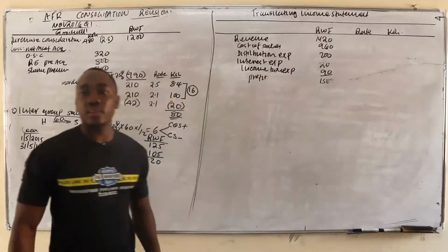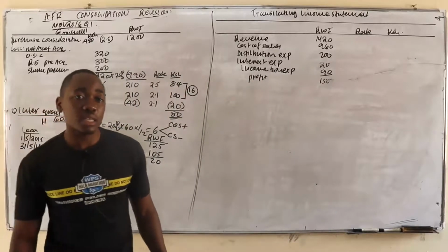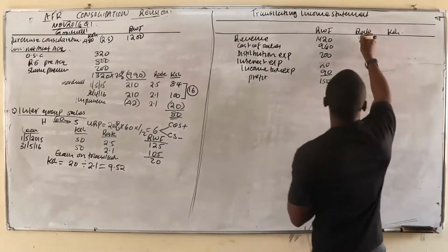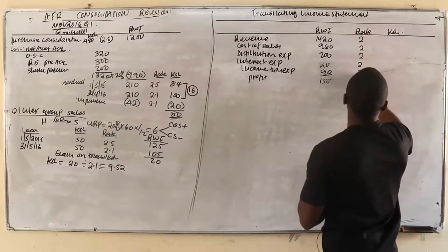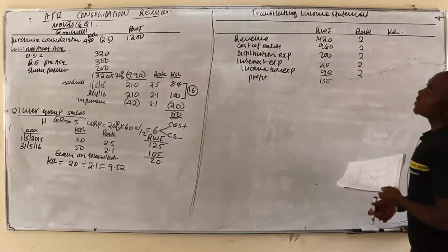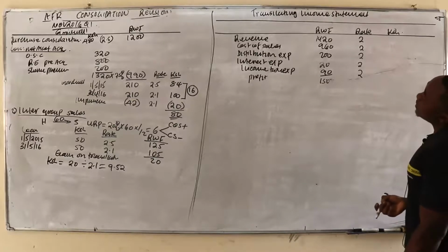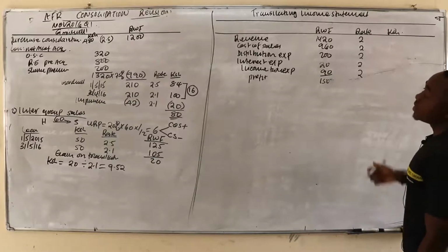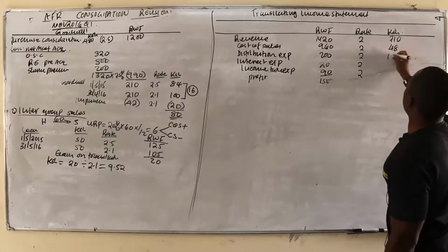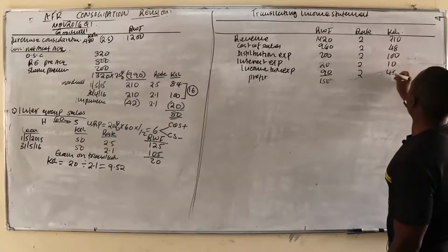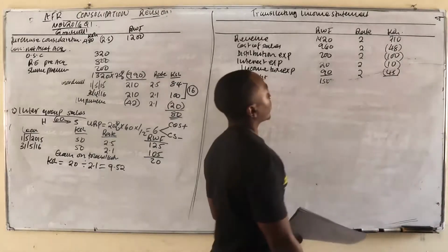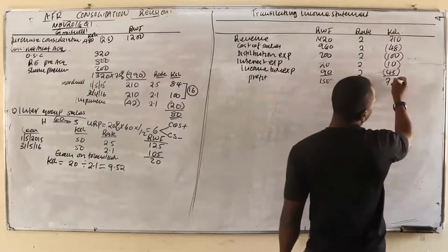How do you translate? We have said that all income statement items are translated using average rate. Let's go to note number 8. The average for the year was rate of 2. We want them in Kenyan shillings. So that means you divide. Yes. You get 710. You get 480. You get 100. You get 40. Give me the profit. Is it 75? It's 150 divided by 2. Are you getting 75?